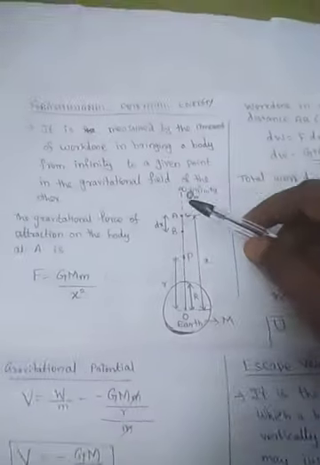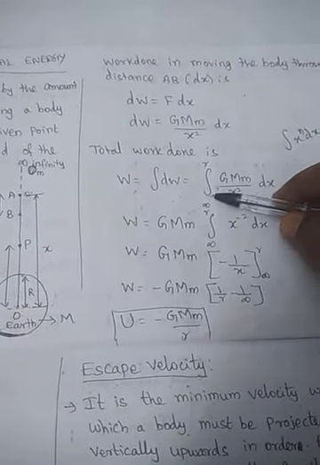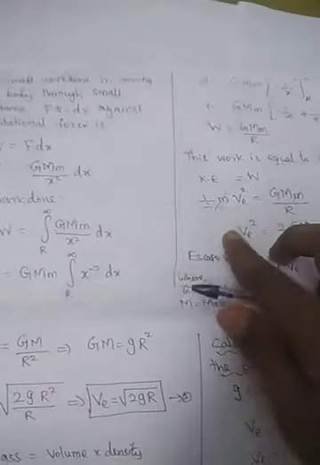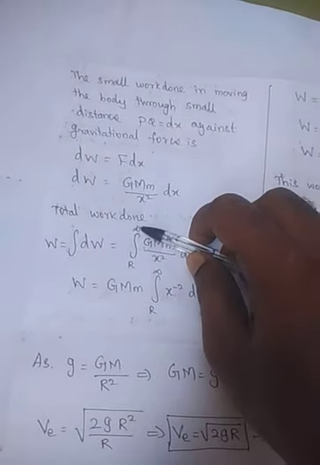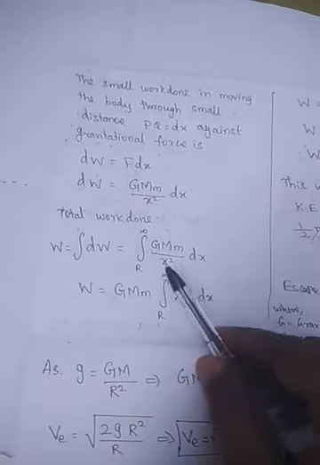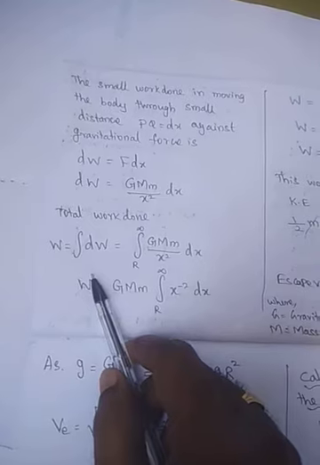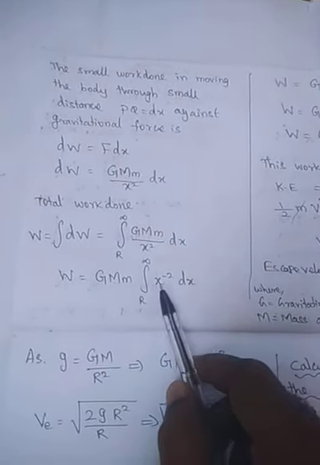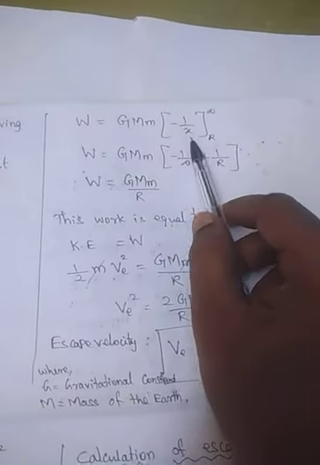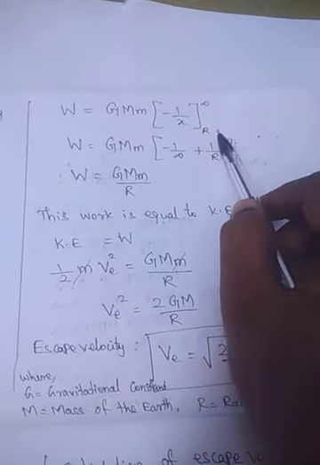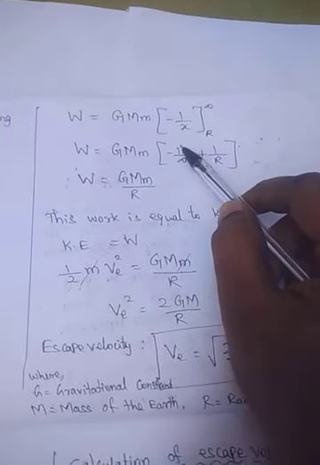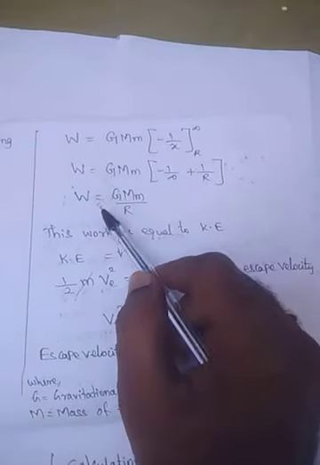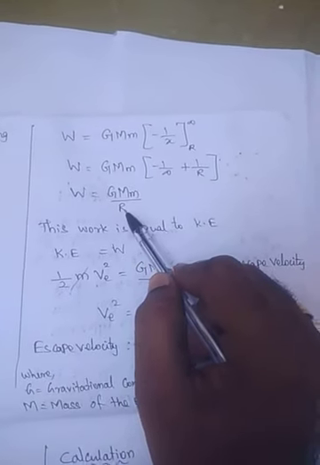For gravitational potential, we put the lower limit as infinity and the upper limit as r. Here, the lower limit is r and the upper limit is infinity, because we move from the earth's surface to infinity. GMm will be taken outside the integral. The integration of x power minus 2 dx is minus 1 by x. Substituting the upper and lower limits, we get minus 1 by infinity minus of minus 1 by r, so the work done is equal to GMm by r.